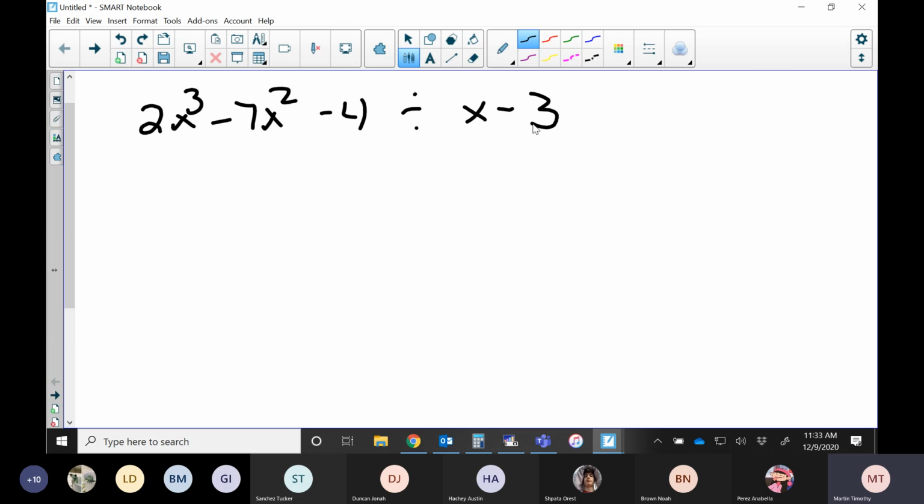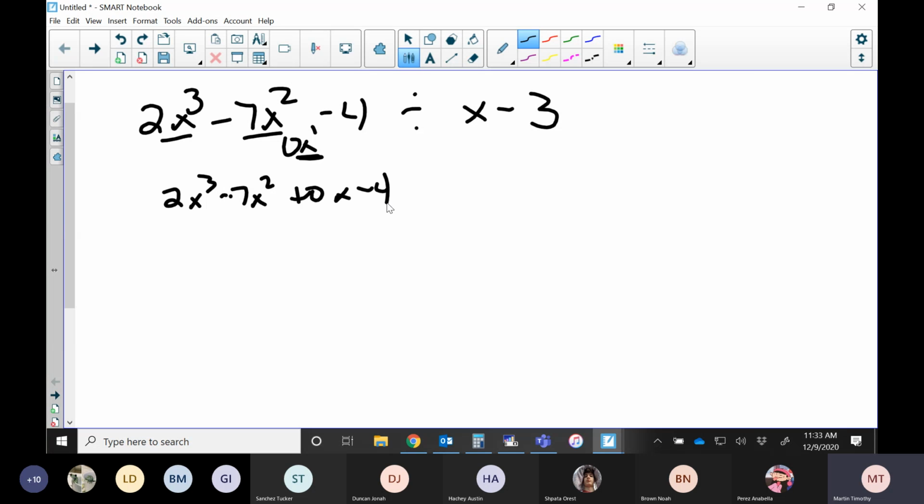The same thing has to apply. It has to go from 3 to 2 to 1, and we're missing the x to the first power. There is nothing there, so I'm going to fill that one in, and then -4. So I would think of this as 2x cubed minus 7x squared plus 0x minus 4.